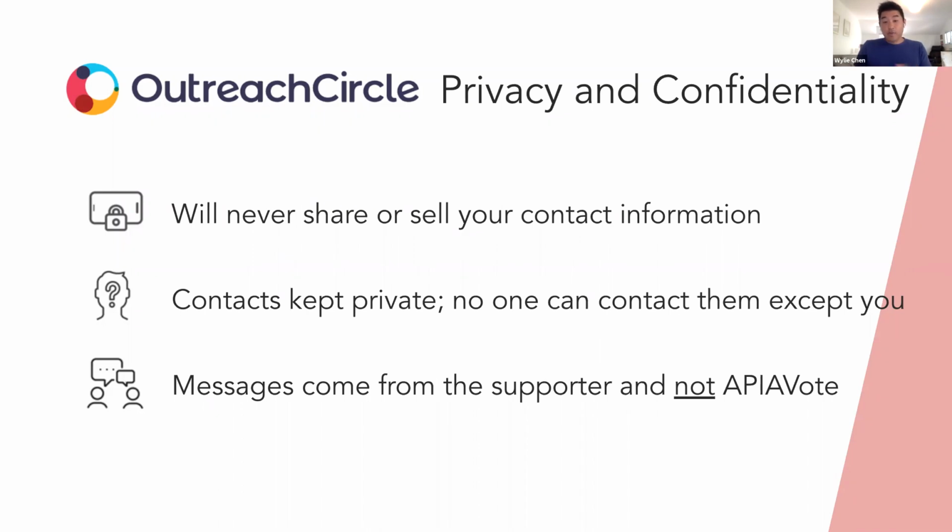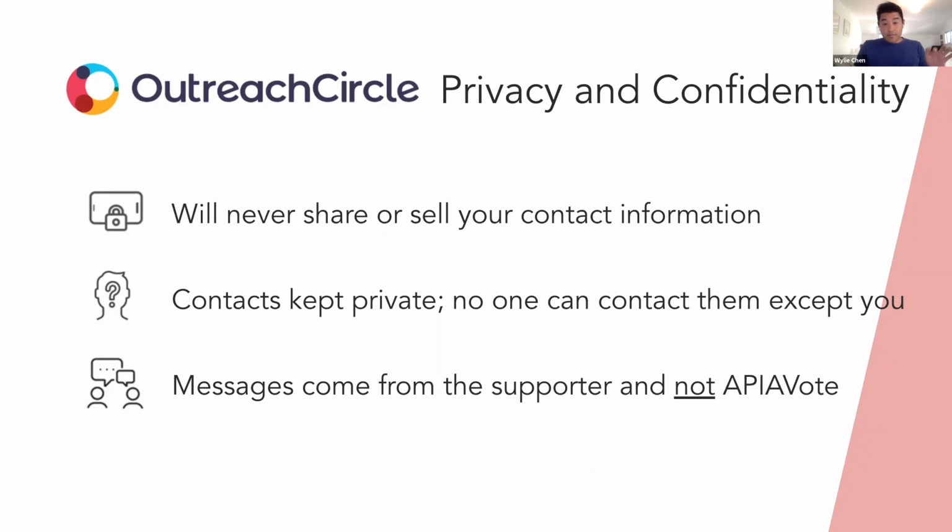Outreach Circle and APIAVote will never share or sell any of your contact information with any third party. The contacts are kept private, and Outreach Circle and APIAVote will not have access to any of your contact information, such as email and personal phone numbers. Only you have them.